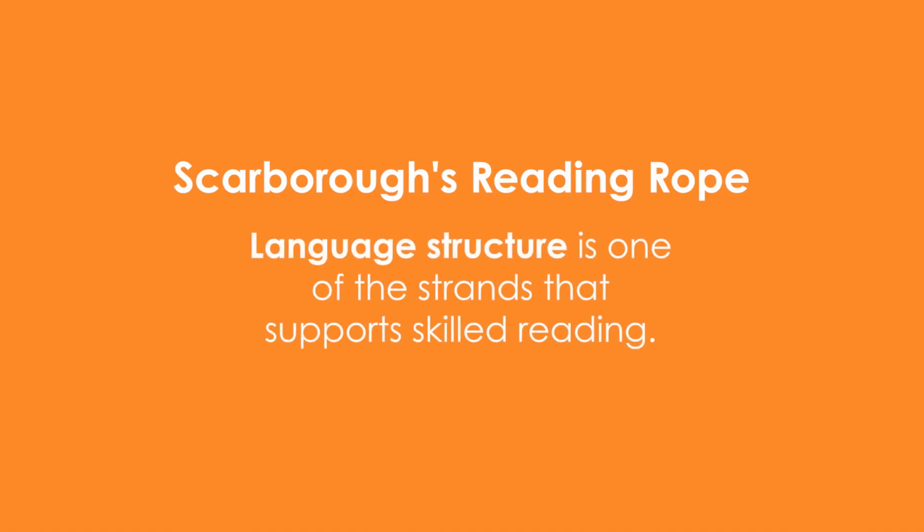If you've heard of Scarborough's reading rope, you know that language structure is one of the strands that supports skilled reading. It includes grammar, punctuation, things like synonyms, connotation, and meaning. And the good news about this is that you're probably already doing this. But today, I'm going to show you one practical way to reinforce these concepts after your direct instruction.